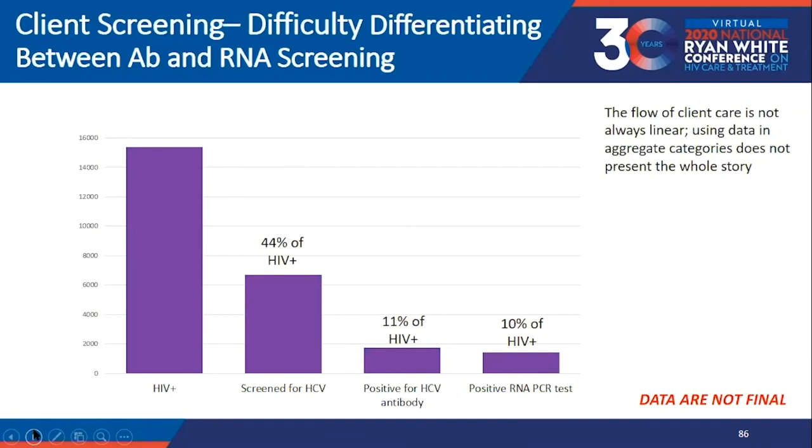We still get a lot of useful information from this chart. But if we wanted to truly get the true care continuum here, we need to be able to separate out having received antibody and PCR. Next slide, please.